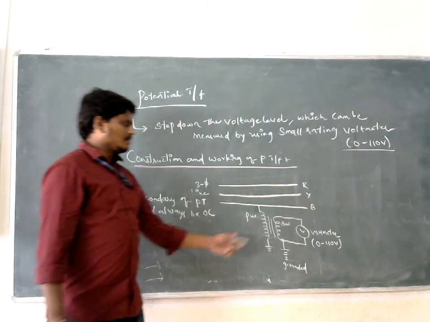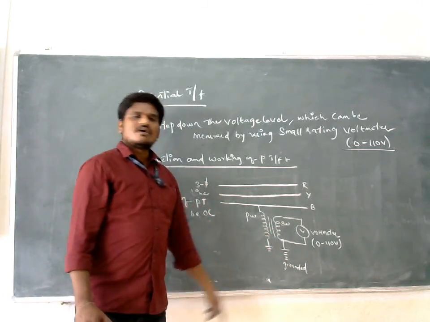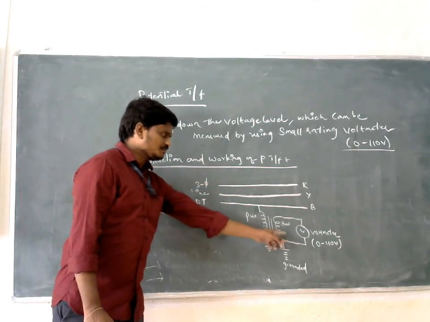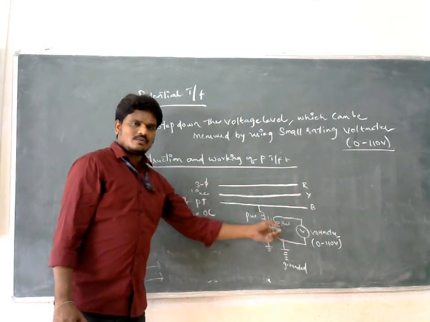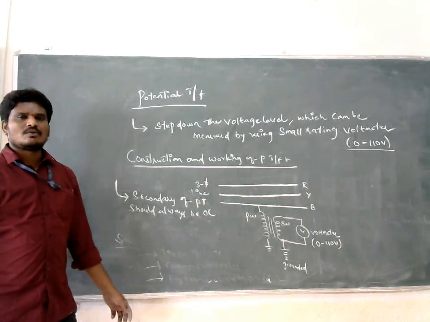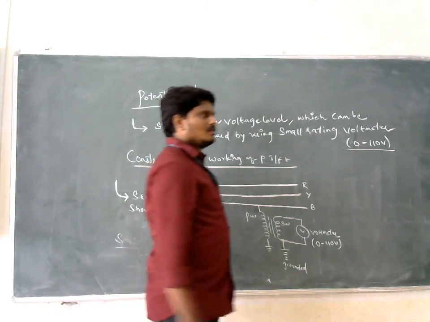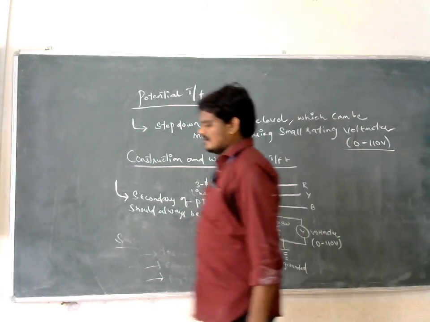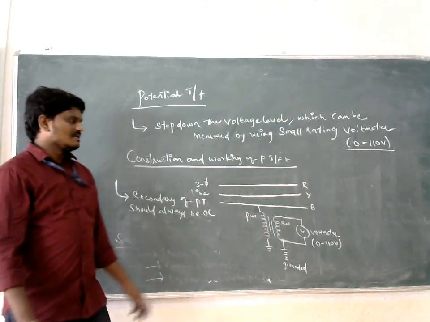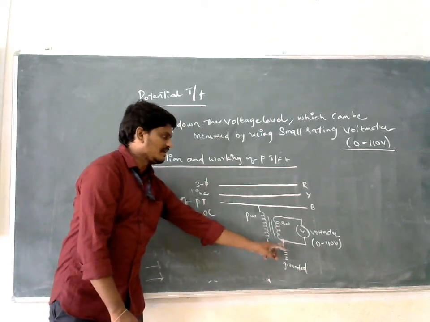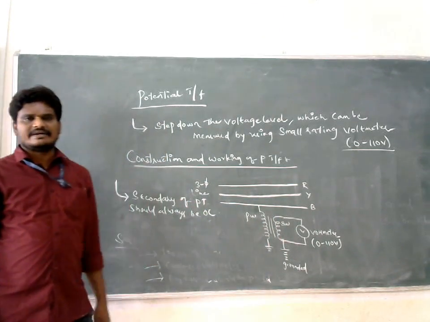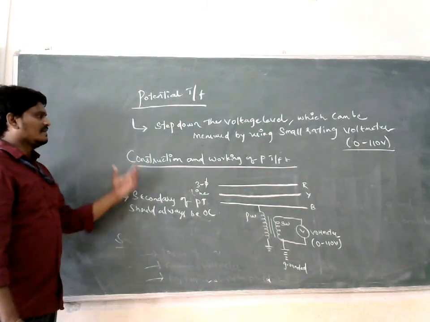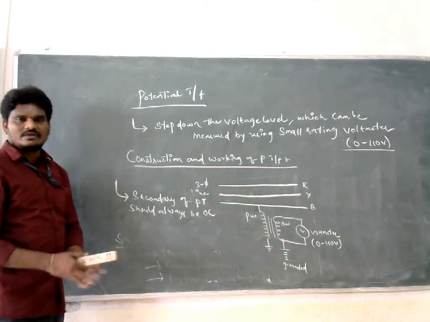And the next important point is that there is a necessity of grounding any one of the secondary terminals of the winding, because in order to provide safety, or else in order to avoid large current levels, we need to provide grounding for any one of the terminals of the secondary winding. This is regarding the definition, construction and working of a potential transformer.